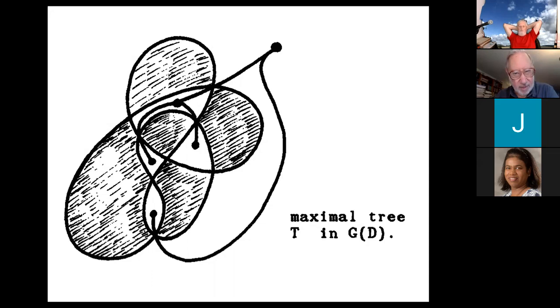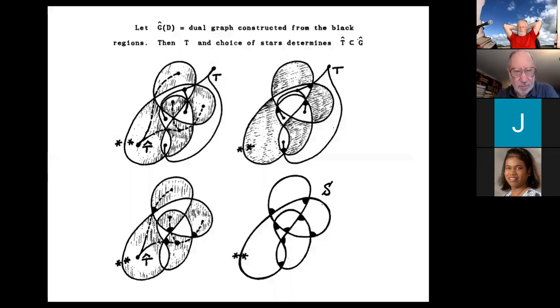So I put a root in the outer region, and I'm going to put another root in that region down there in the bottom. So you see where I have my stars now. I have two stars, and I've grown a tree from the outer region, which is one of the stars, down into the white regions. That's a choice. And then I have the other tree, T hat, and I find that it's uniquely determined by starting from the other starred region. So given two starred regions, two root places, and one tree, you get two trees uniquely, and those trees then determine markers and give you a state.